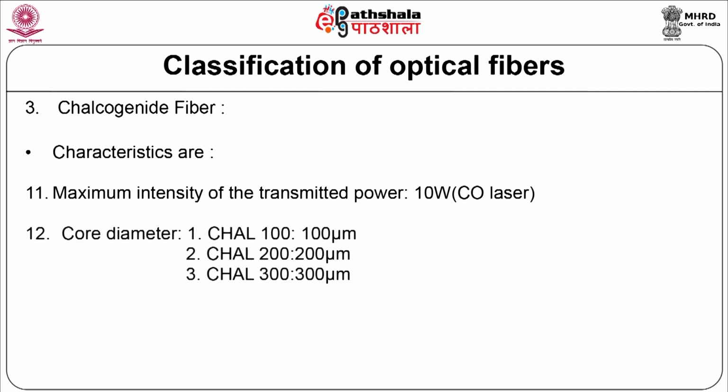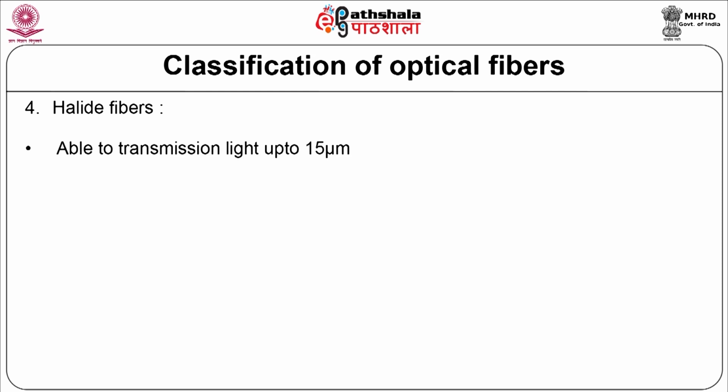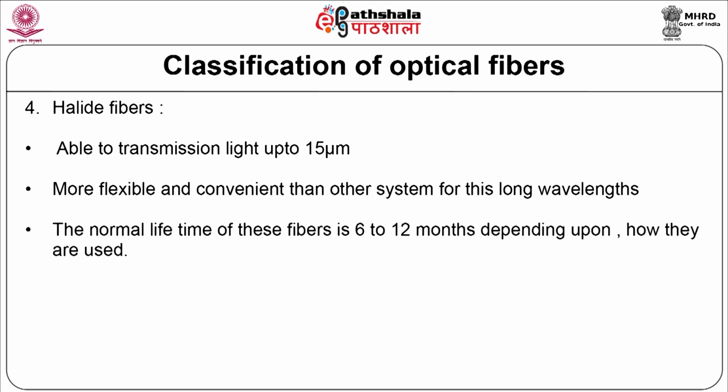Core diameters are different: Cal 100 means 100 micrometer is the core diameter, Cal 200 is 200 micrometer core diameter, and Cal 300 has 300 micrometer as the core diameter. Next type is halide fibers, able to transmit the light up to 15 micrometer. They are flexible and convenient than other systems for the long wavelengths. The normal lifetime of these fiber is 6 to 12 months depending upon how they are used.